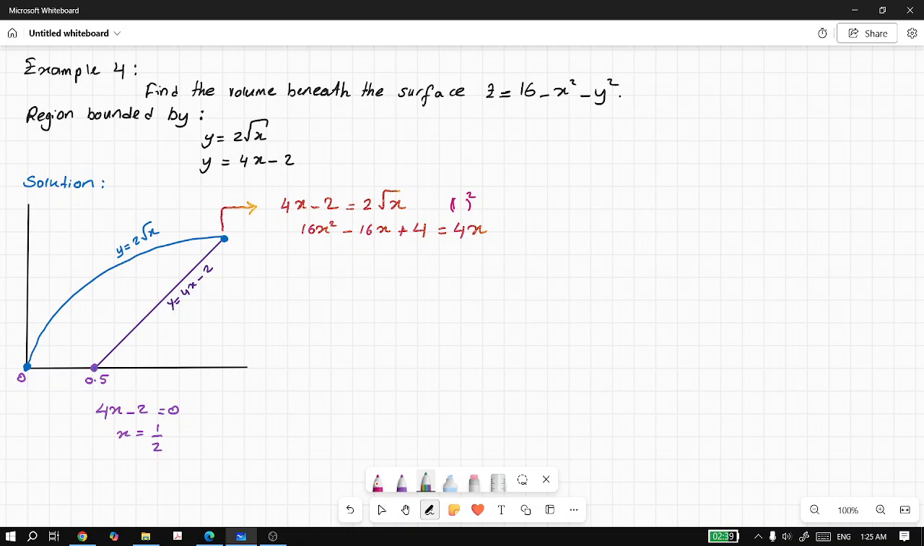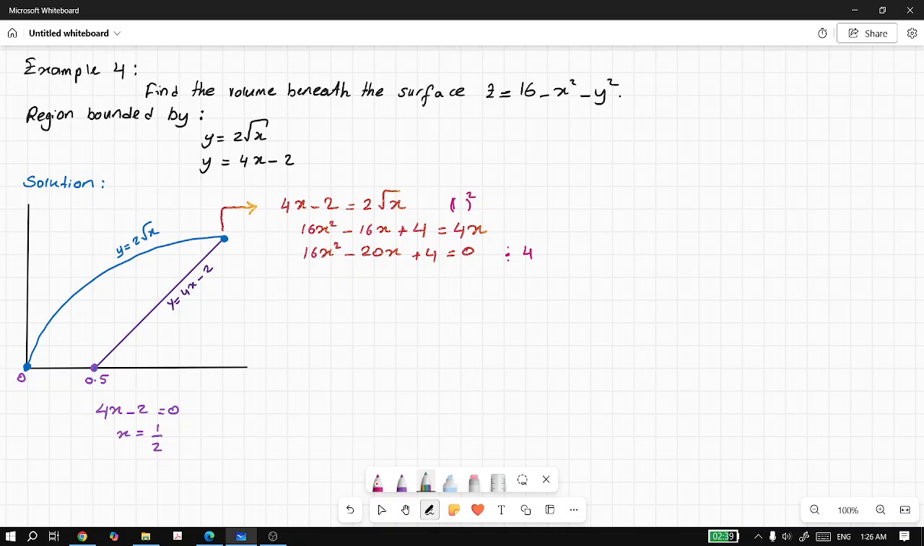Taking the 4x to the other side and simplifying the equation more, I get 16x squared minus 20x plus 4 equal to 0, which is a quadratic equation, and we can solve it either using the quadratic formula, completing the square, or any other method that is convenient for you. Here I'm using the factorization method for solving this one, opening brackets. And as you see here, this equation is all divisible by 4. So I'm simplifying this one to 4x squared.